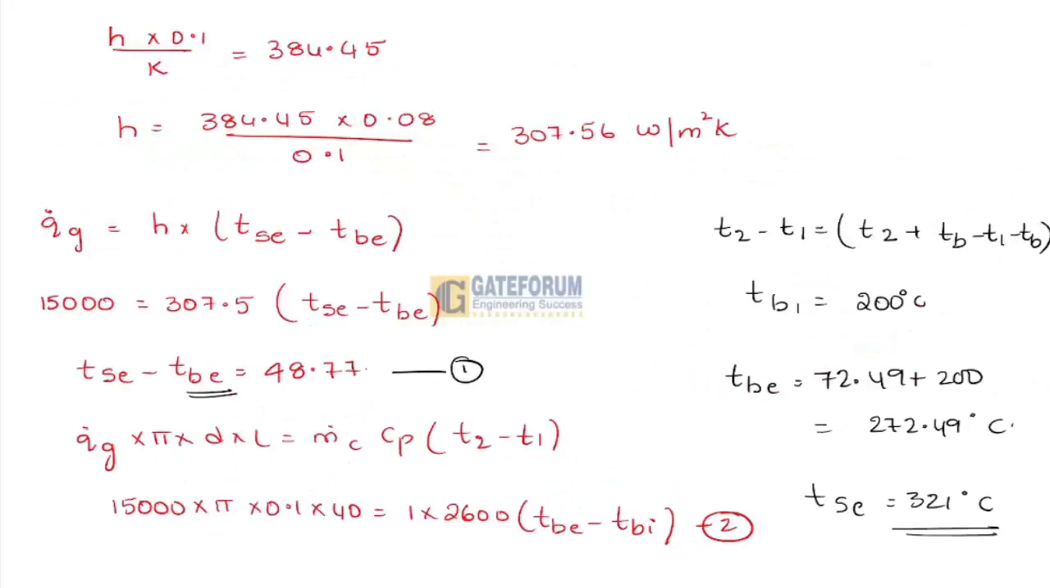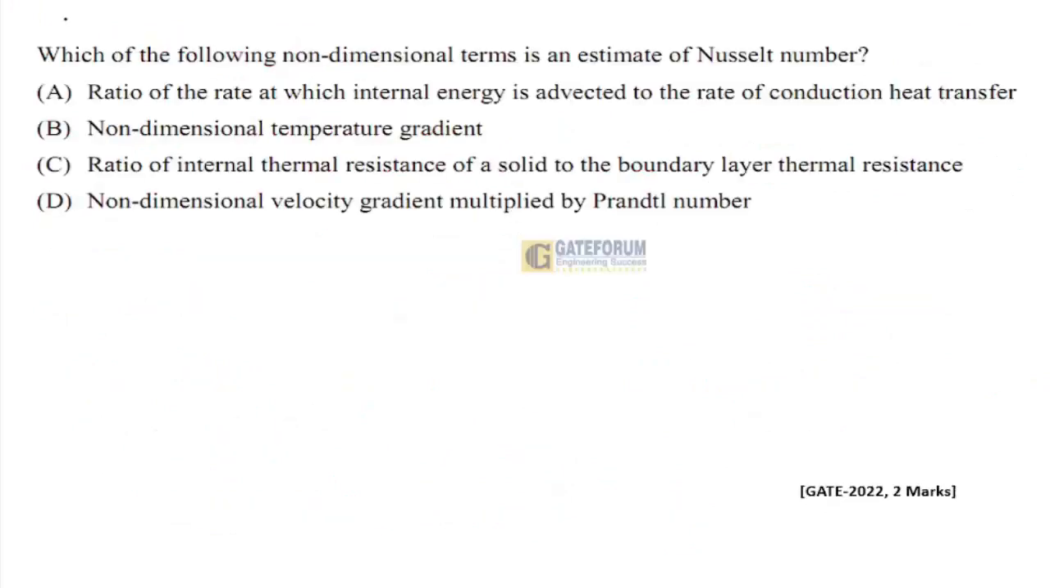This is a one mark question. Next question: which of the following non-dimensional terms is an estimate of Nusselt number? A. Ratio of the rate at which internal energy is advected to the rate of conduction heat transfer. B. Non-dimensional temperature gradient. C. Ratio of internal thermal resistance of solid to the boundary layer thermal resistance. D. Non-dimensional velocity gradient by Prandtl number.